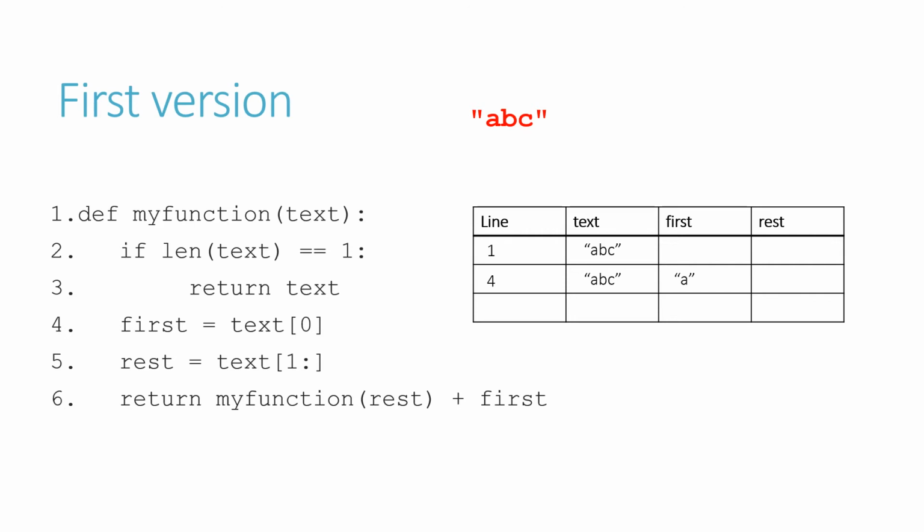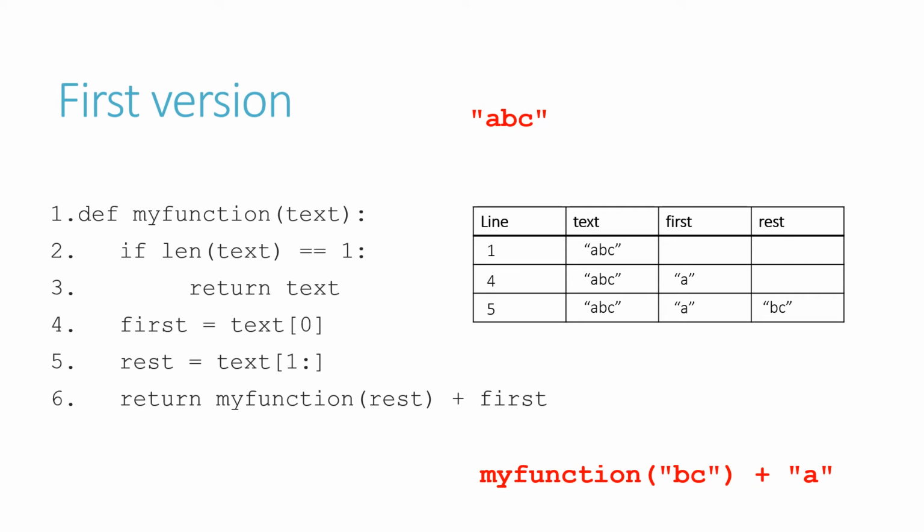At line 4, text still has the same value. The variable first is assigned the first character from text, so it has the value A. And at line 5, the variable rest is given the value of the rest of the text variable, so BC. So now we're at line 5, text has the value ABC, first has the value A, and rest has the value BC. So what is the returned value of this function?